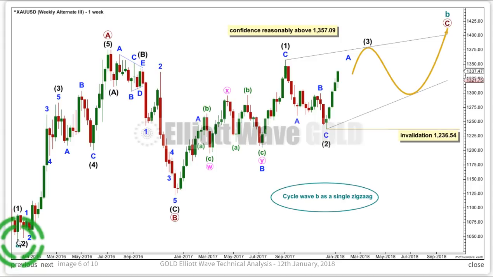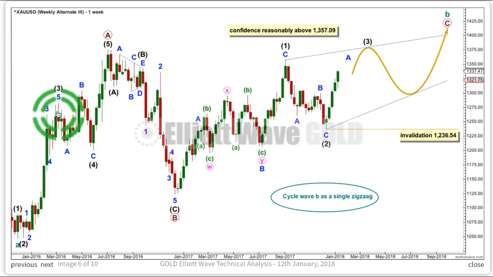I'm still assuming that cycle wave A has subdivided as a 5-wave structure. And now what if cycle wave B is not a triangle? What other structure could it be? It could be a single zigzag, but we'd have to see this wave up here subdividing as a 5-wave structure.